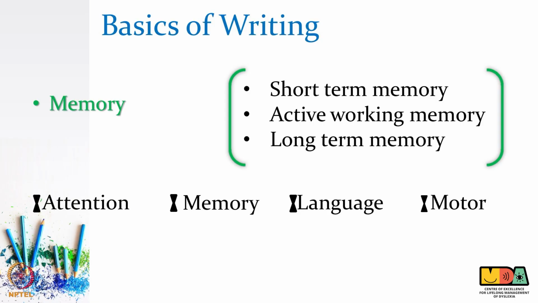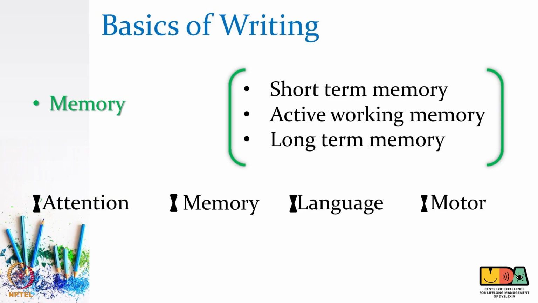Since these children's attention is not focused on task at hand, they will not be able to take down notes when it is dictated. They will not be able to complete the copying work either from the board or from the book. Memory is the capacity to store, remember and retrieve information. Now let us discuss how the three kinds of memory are involved in writing.